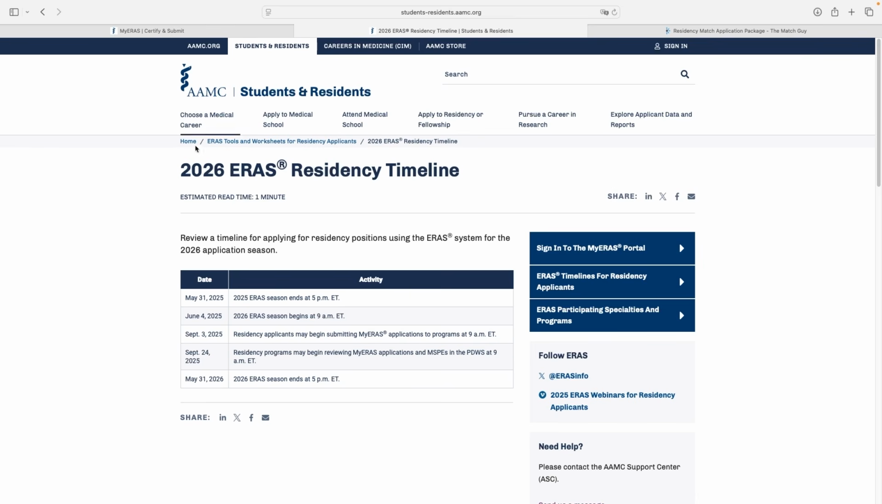And for that, we're going to go to the AAMC website and look at the ERAS 2026 residency timeline. It tells you here that you would be able to submit your ERAS application starting September 3rd, 2025. However, programs won't be able to review your ERAS application until September 24th. So if you submit on September 3rd or September 4th or September 20th or 21st, it doesn't matter. They all get stamped at the same time, which is September 24th, 2025. However, if you submit after this date, it will show as the date that you submitted. But as long as you submit before September 24th, you should be good.